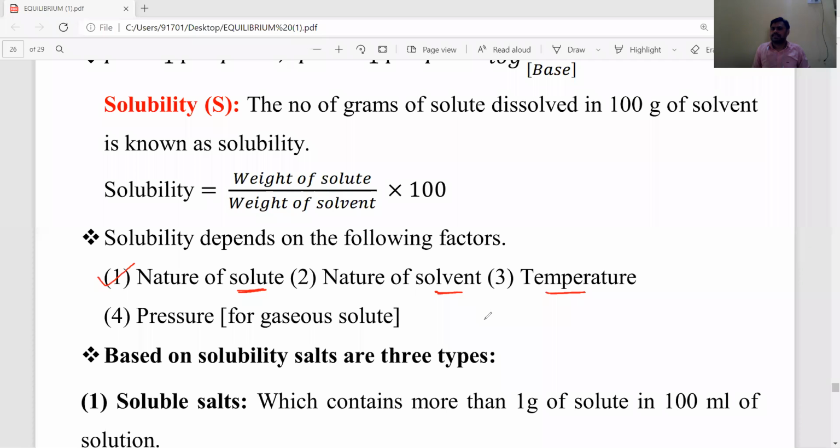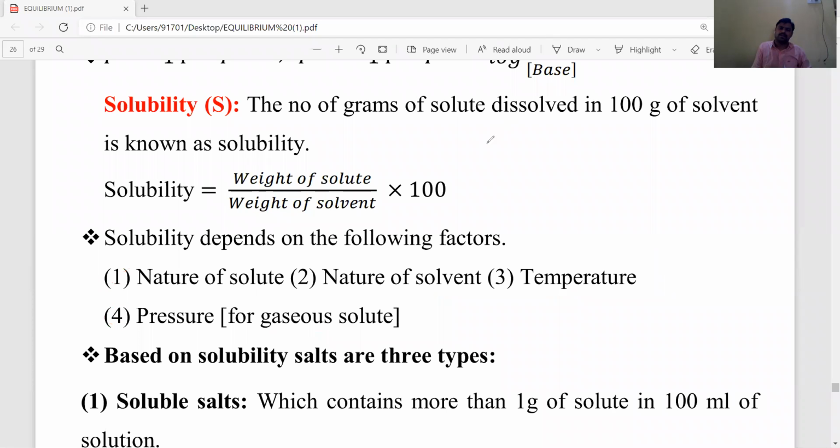Sometimes if temperature increases, solubility increases for endothermic solutions. For exothermic solutions, solubility increases with decreasing temperature. For the solubility of gases in liquids, where gaseous solutes are present, it depends on pressure also. If pressure increases, the solubility of gas in liquids increases, and if temperature increases, the solubility of gas in liquids decreases. So the factors affecting solubility are mainly the nature of solute, solvent, temperature, and pressure. Pressure is in brackets: if gaseous solutes are present, then only pressure is applicable. Otherwise, for liquids or solids, it is not applicable.